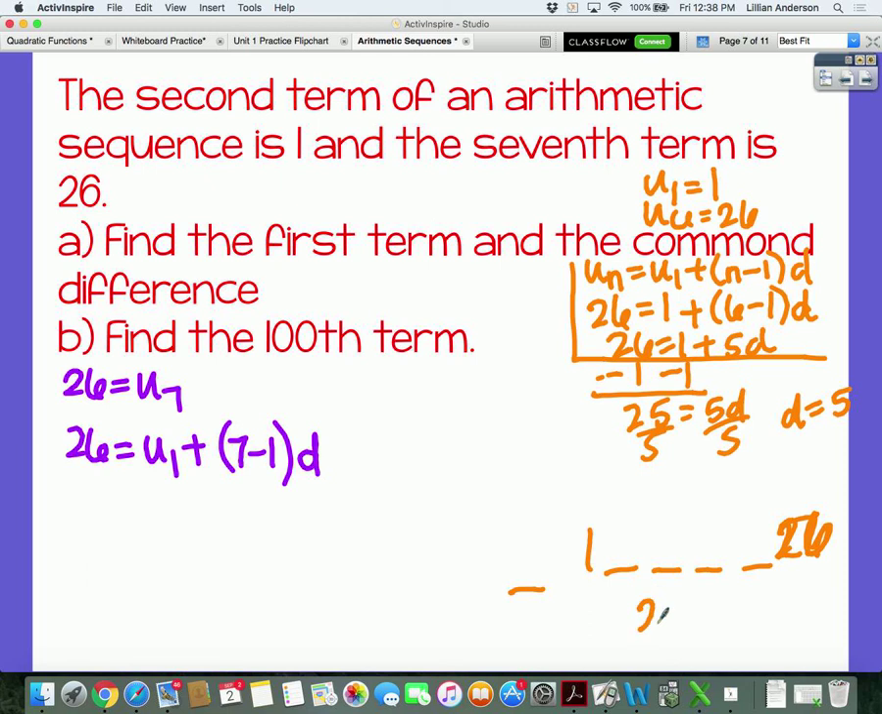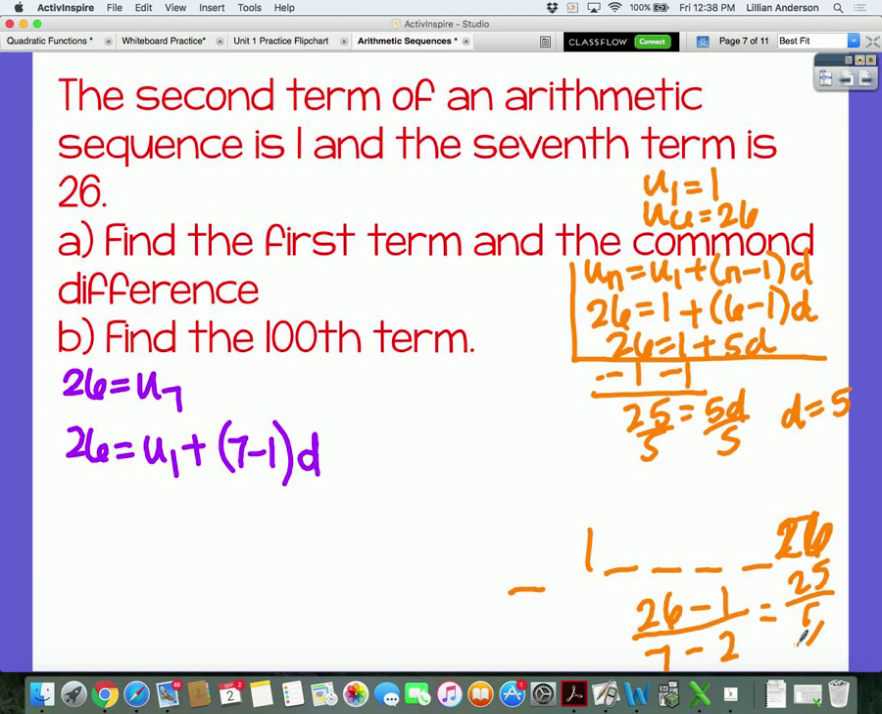So you do 26 minus 1. You take your two terms and subtract them, and then you divide by their placing. 26 is your what term? And 1 is your what term? The second. What's 26 minus 1? And what's 7 minus 2? Which is?